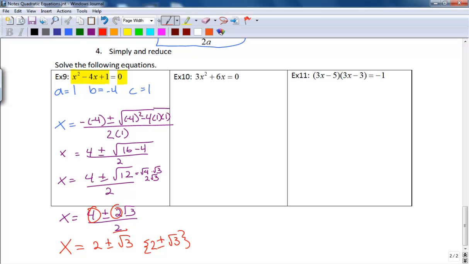Example 10. Am I in standard form? I sure am. Here's all those variables, and there's 0 over there.